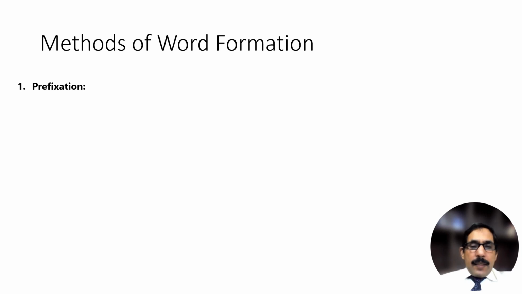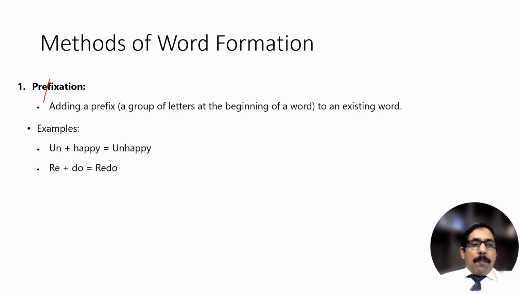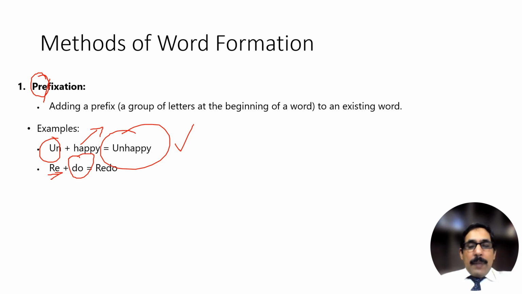The number one is prefixation. Pre means earlier, fixation by adding a prefix to an existing word. Pre means earlier, in the beginning, in the start. So we add some new affix to the existing word and get a new word, for example, unhappy. We have added un to happy and unhappy is a new word. Do is a word and by adding re, it becomes redo.